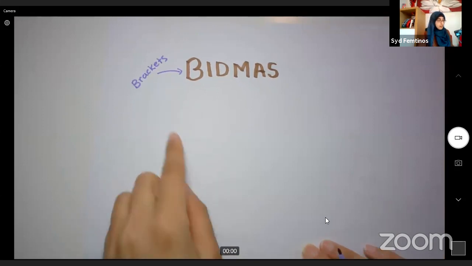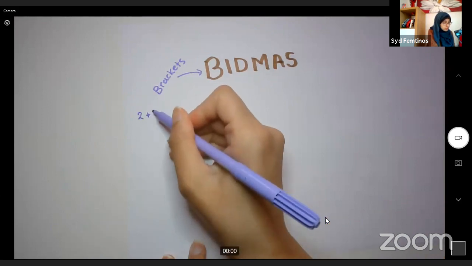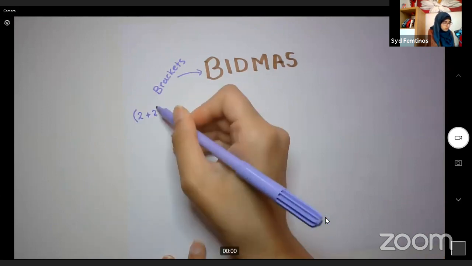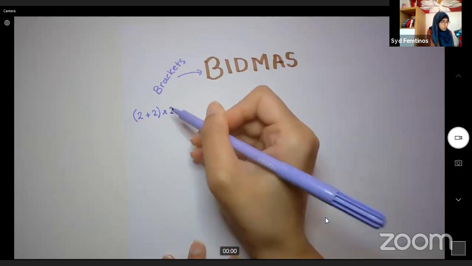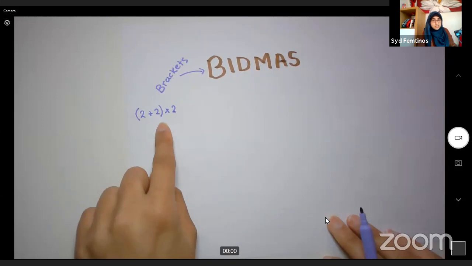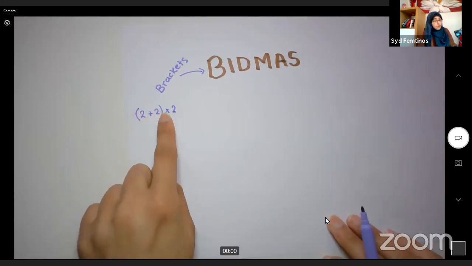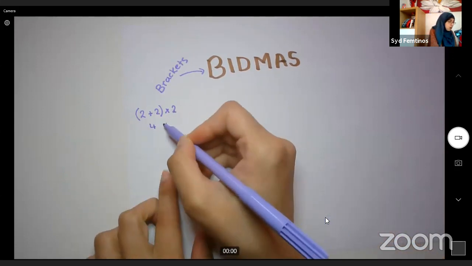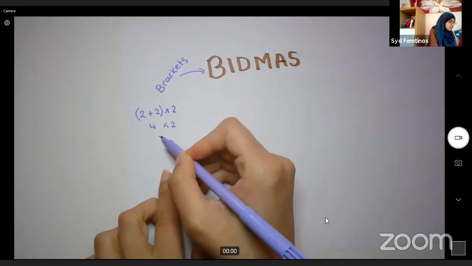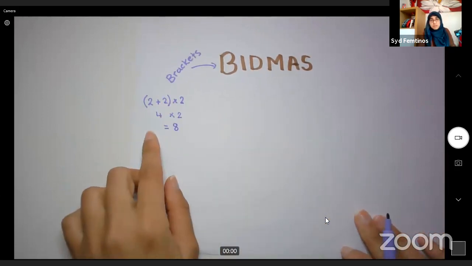So if you have 2 plus 2, times by 2, we've got to do this bit first. You do the brackets bit first, so you do 2 plus 2, that gives you 4, then you times by 2. So my answer is going to be 8. Okay, so that's an example of using brackets.